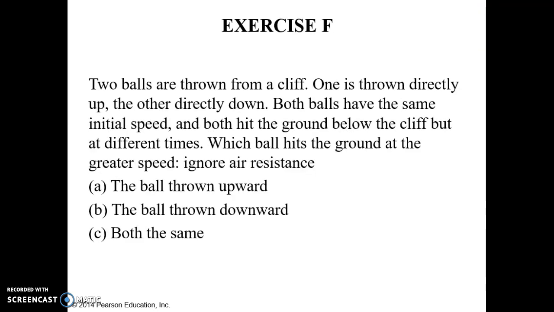Now let's say we have two balls thrown from a cliff. One is thrown directly upward and the other one directly downward. Both balls have the same initial speed and both hit the ground below the cliff, but at different times. Which ball hits the ground at the greater speed, ignoring air resistance?